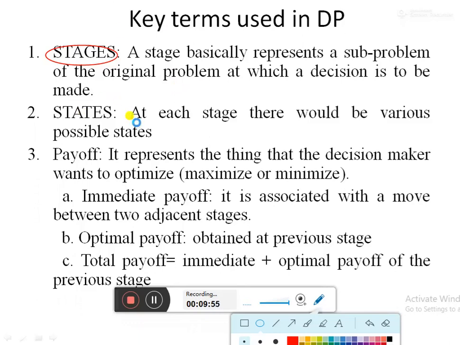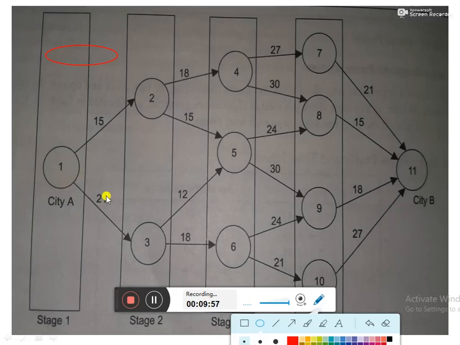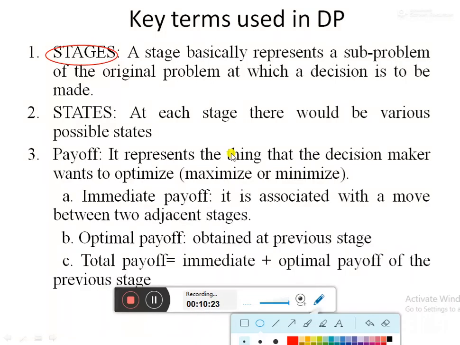Like we have broken this problem into several stages. The starting point is called stage 1. In stage 2 there can be 2 options, in stage 3 there are 3 options, and in stage 4 there are 4 options. So we have broken this problem into 4 stages: stage 1, stage 2, stage 3 and stage 4. So basically the stage represents a sub-problem of a larger problem at which the decision maker has to take a decision.